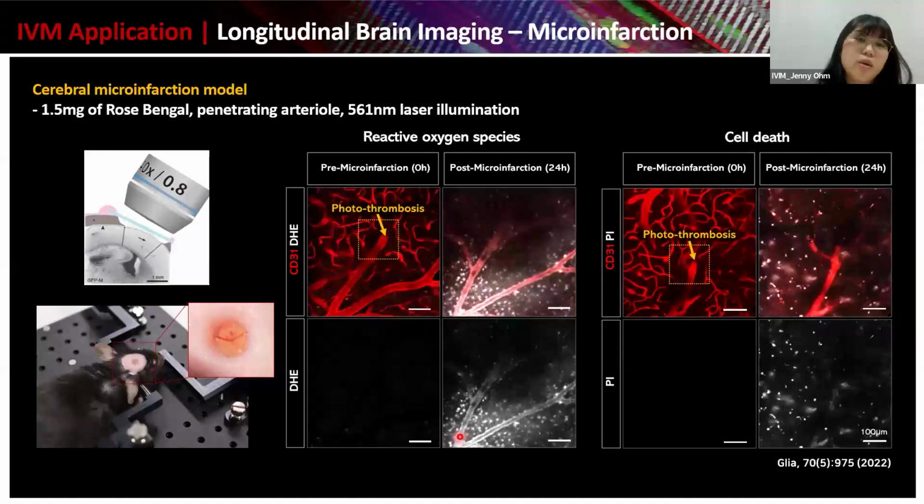So in this particular study, we induced photothrombosis by injecting rose bengal intravenously into the mouse and irradiating the target area with a 561 nanometer wavelength laser. And using DHE and PI staining, we were able to visualize reactive oxygen species, or ROS, and cell death, confirming the successful induction of photothrombosis in the mouse brain. And this photothrombosis was conducted after we had implanted a cranial imaging window into the brain area of the mouse.